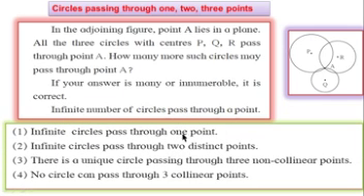Infinite circles pass through one point. Infinite circles pass through two distinct points. There is a unique circle passing through three non-collinear points. Fourth point here, no circle can pass through three collinear points.